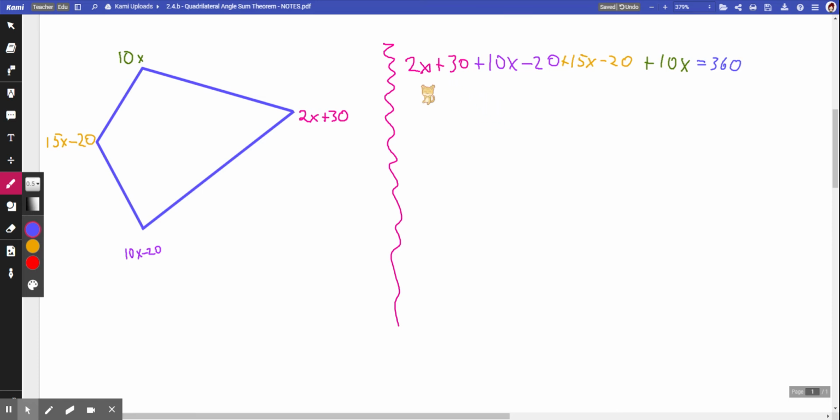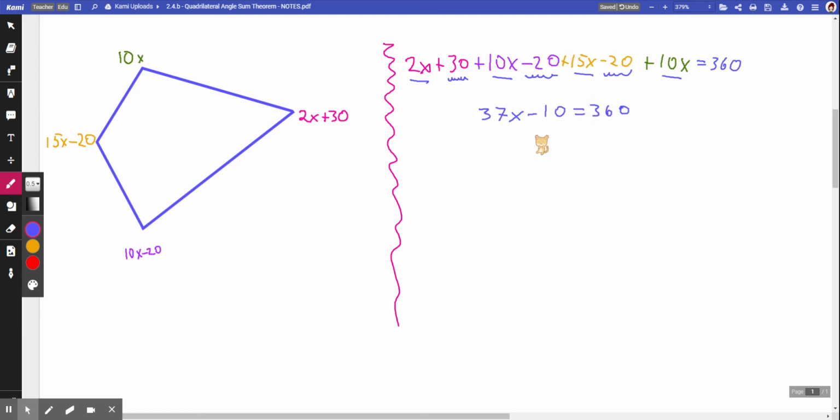So then I need to combine all my like terms. So I start with my x terms and I get 37x. Remember that when you're adding x terms, you get an x term. And then I combine my constant values and I get minus 10.